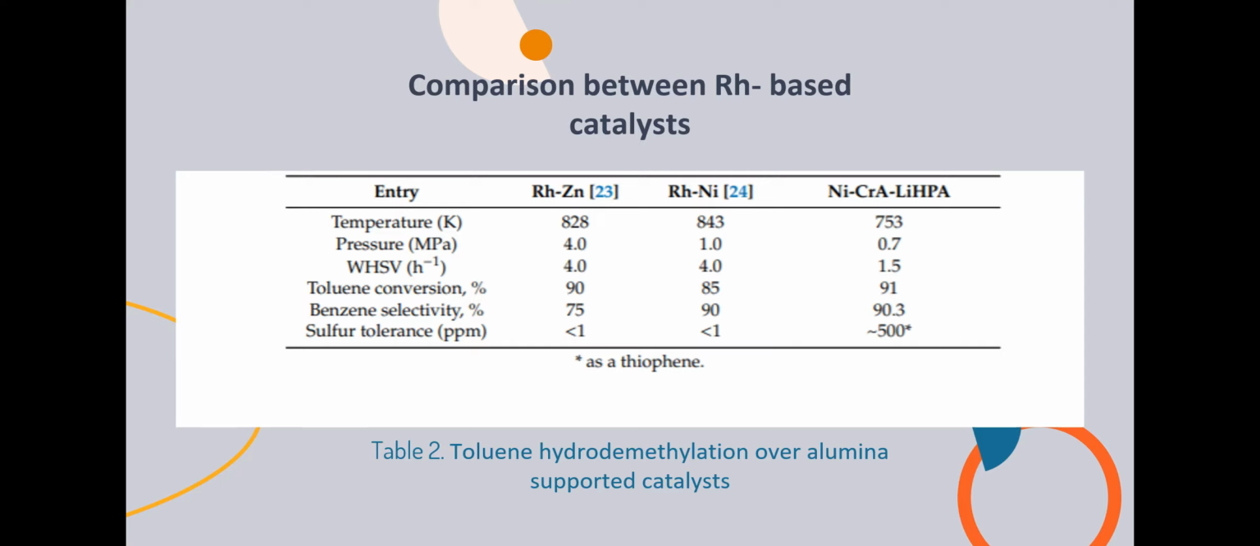Thus, it can be concluded that the nickel-based catalyst with the modification of chromium and acid will be the primary source of catalyst in our reaction.